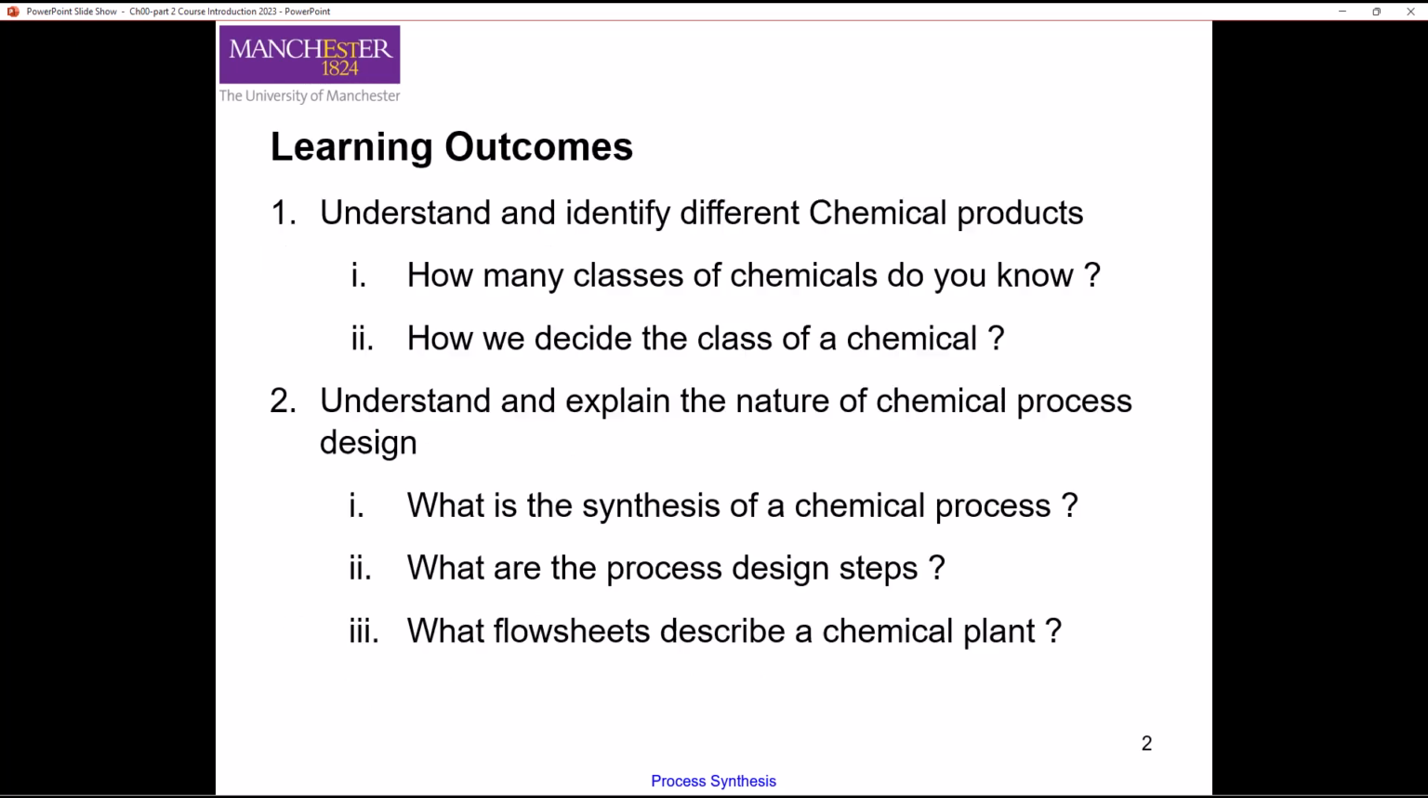In this lecture we will look at what the different types of chemical products are and how we can classify these chemicals into different classes. We will also look at how we can decide which chemical belongs to which class. And in the second part we will look at the nature of chemical process design, what the synthesis of a chemical process is, and what the different steps to it are. And finally, we will look at the different types of flow sheets that we can prepare to describe a chemical plant.